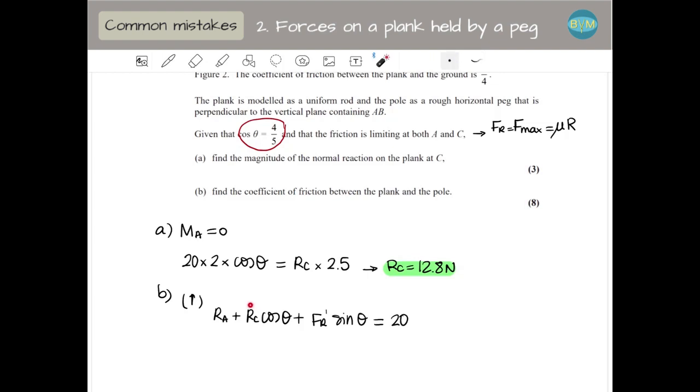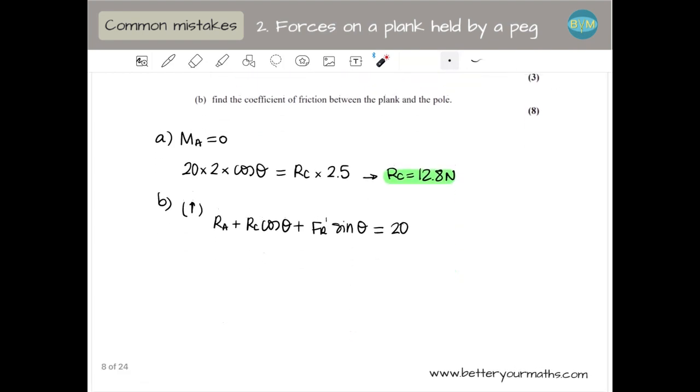I know this value because I found it before. And I have cos and sine, so I know those values. But still I have RA and friction as unknowns. Let me do horizontally now.